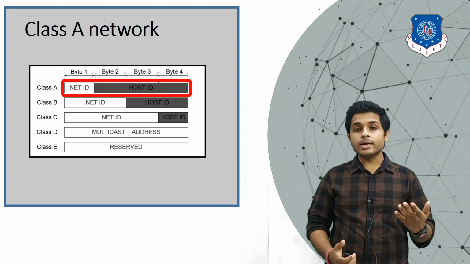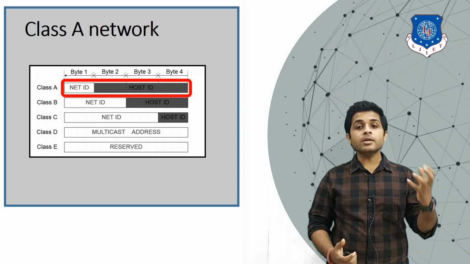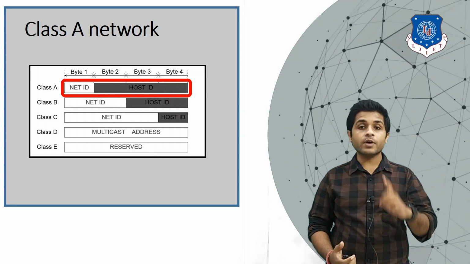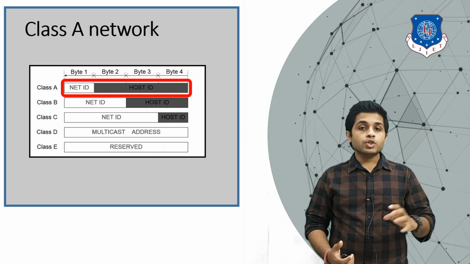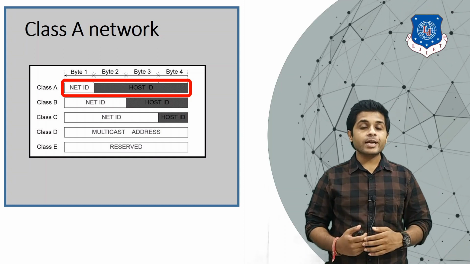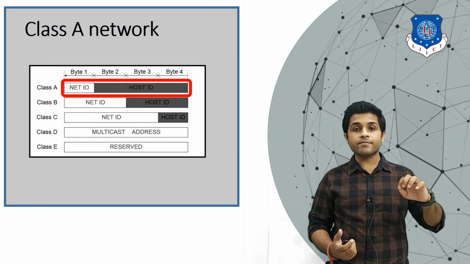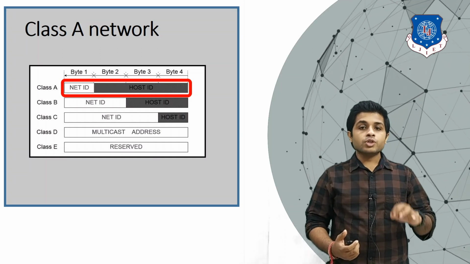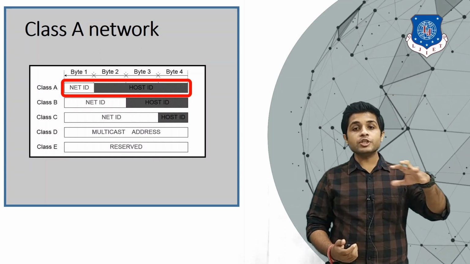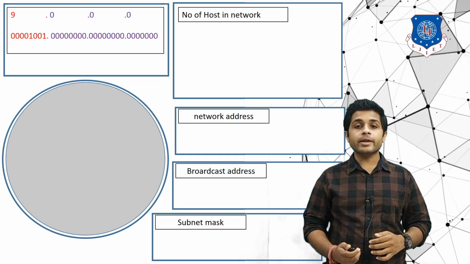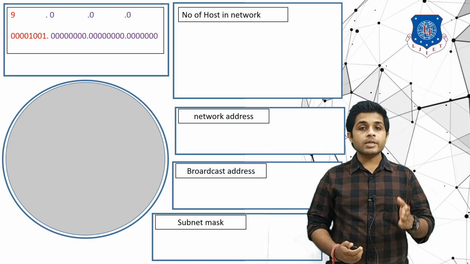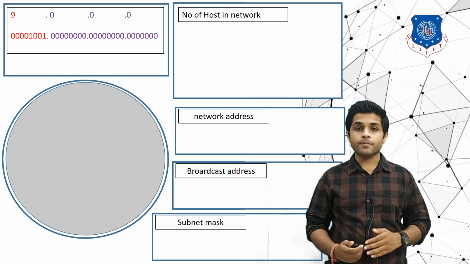From the host ID, you will know how many hosts are possible in one network. The length of the host ID is 24 bits, so 2 raised to 24 hosts are possible in one network. From the 2 raised to 8 individual networks, one class A network is given to you, which is 9.0.0.0.